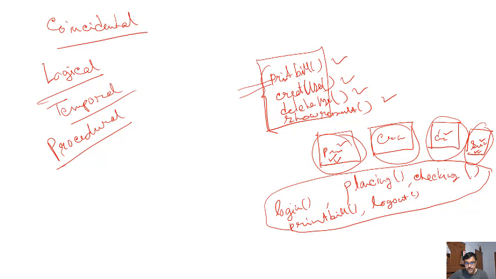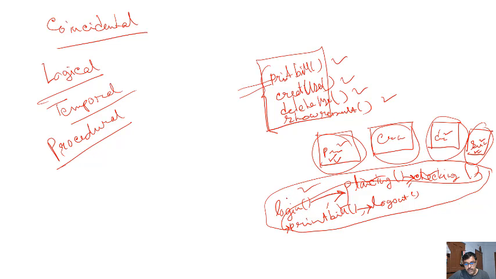The output of one function is the input of the next. The output of the login is the input of placing the order. The output of placing the order is the input of checking the order. The output of checking the order is the input of printing the bill. The output of printing the bill is the input of the logout. So the whole procedure is a combination of different functionalities. If we put these functionalities into a module, then this module is called procedural cohesion.